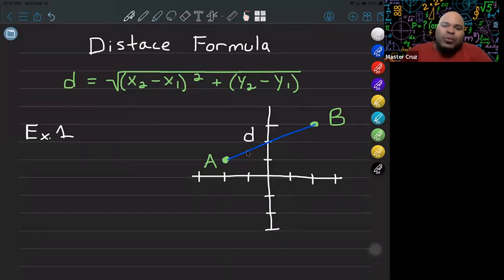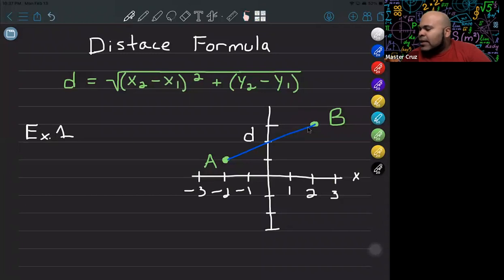The question that we want to ask is, how long is this line? What's the length of this line, right? So if I were to mark this 1, 2, 3, this is my x-axis, -1, -2, -3, and this is 1, 2, 3, right? And this will be -1, -2, and like that. I want to know how long is this?